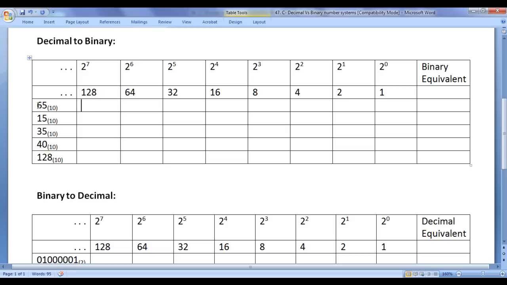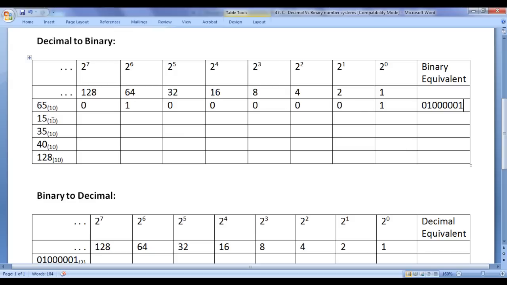Let's convert the decimal number 65 to a binary equivalent number. What you need to do is find those numbers which, on adding them, give you 65. If we add 64 and 1, we get 65, right guys? So underneath 64, you write 1. Underneath 1, you write 1. In the remaining places, you just put 0, 0, 0, 0, 0, 0. So 0, 1, 0, 0, 0, 0, 0, 1 indicates 65 in the binary number system, guys.